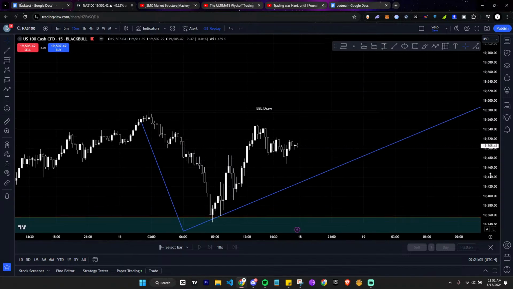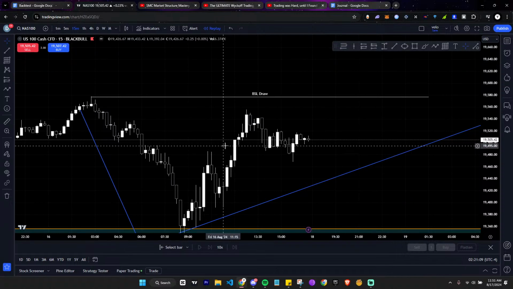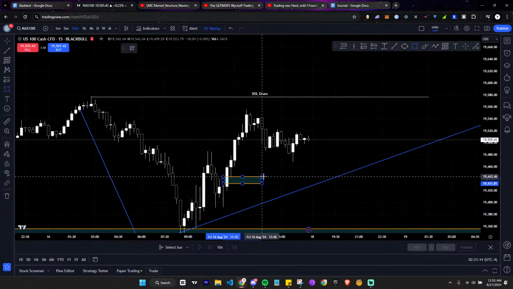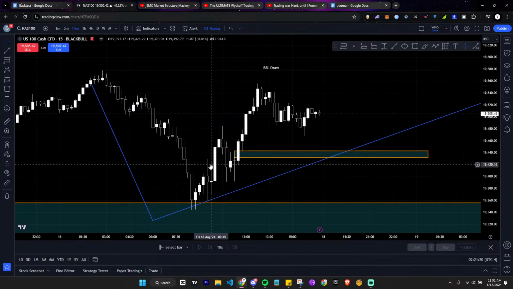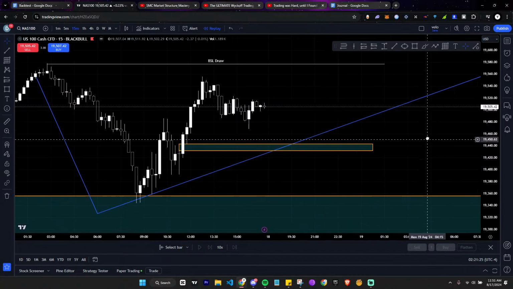So once we shoot to this buy side liquidity draw, what we're going to expect price to do is use one of these fair value gaps. This one is mitigated, as you can see. So I'm planning on using this one, which is a very low probability fair value gap, but it's still valid though. So all these fair value gaps have been wicked into, as you can see.